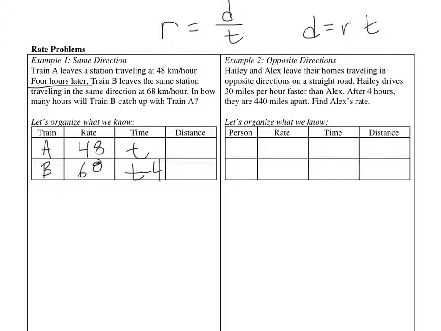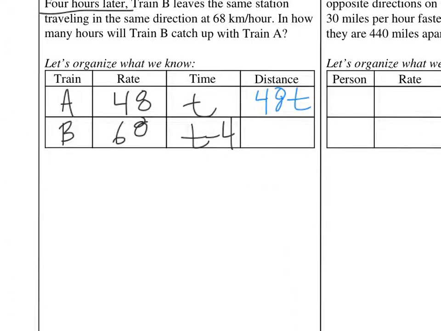So if we know that distance equals rate times time, I'm going to do distance equals rate times time. So this expression is going to be 48t. And this expression is going to be 68 times the quantity t minus 4, because I multiplied 68 times t minus 4. So the question reads, in how many hours will train B catch up to train A? So when will their distances be equal?